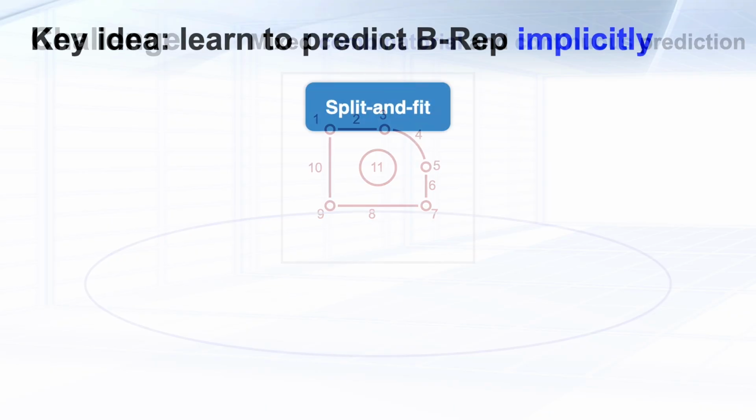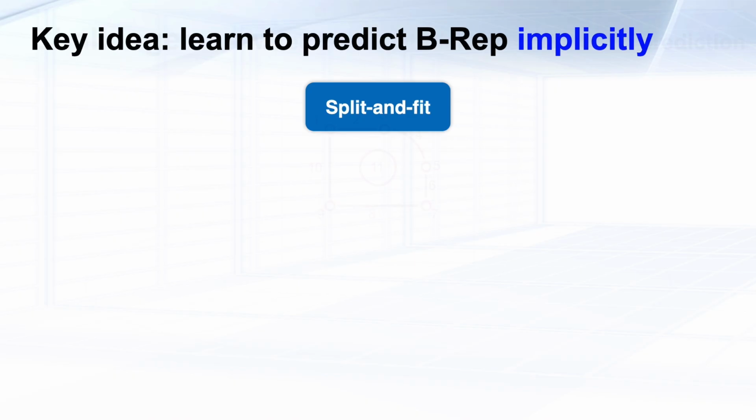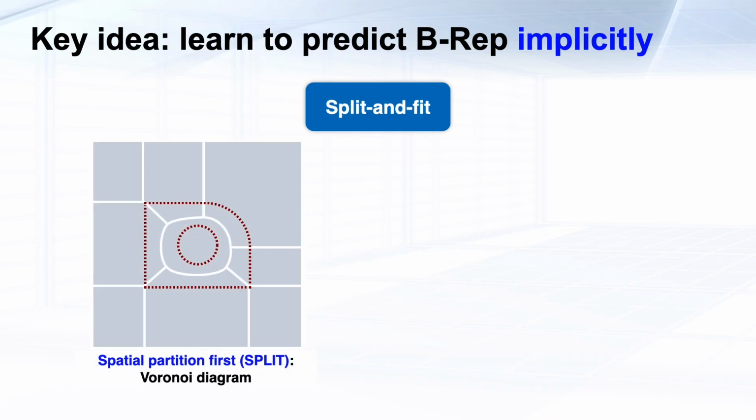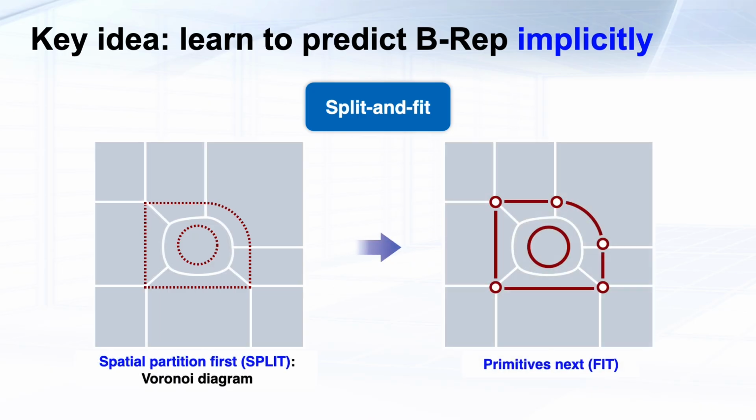The solution we developed is actually one of my favorite papers, by the way. It is called Split and Fit. The key idea is that we learn the B-rep implicitly. We do not directly get the primitives. We instead learn to first construct a spatial partition, in this case a Voronoi partition. After we get a partition, that's actually the only learning part. With a partition, everything else comes pretty easily. The first step is the split, or the partition, and the second step is to get all the primitives. So we don't get primitives first, we get the partition and then the primitives.